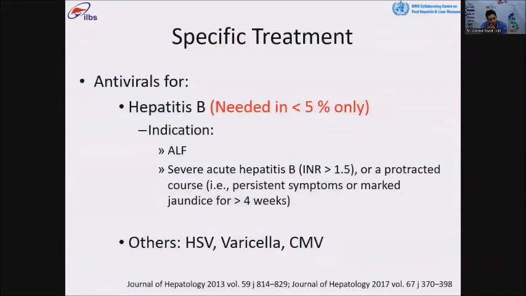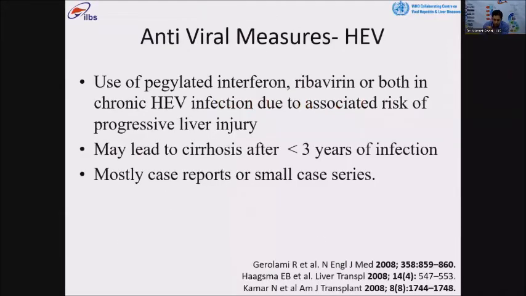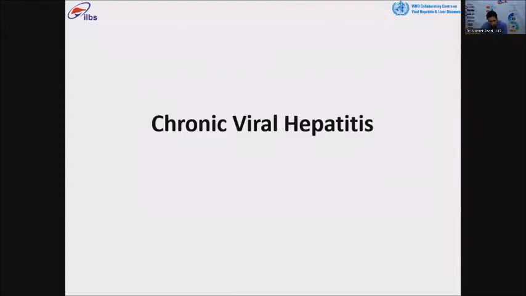Specific treatment for viral hepatitis is restricted to a few conditions, say severe hepatitis B, or HSV, varicella or CMV, but these are not very commonly encountered in children. For hepatitis E, some antiviral measures like PEG interferon or ribavirin are available. These have been used mostly in patients who have underlying cirrhosis, not commonly for hepatitis E infection. So next we'll go through chronic viral hepatitis.